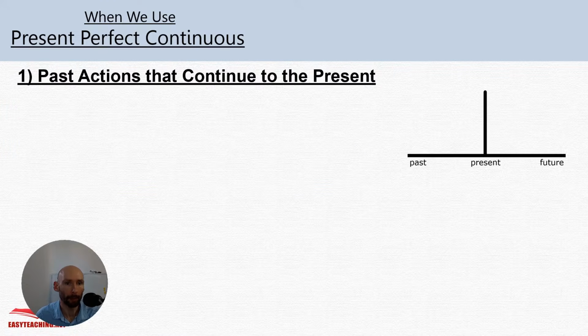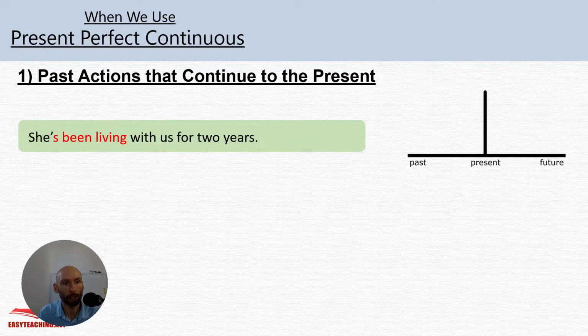Let's have a look at one more example. She's been living with us for 2 years. Okay, notice a contraction has been used here. The subject has been contracted with the auxiliary verb has. She's is short for she has. Okay, so here, present perfect continuous shows that this is an action that has started in the past and continues to the present.